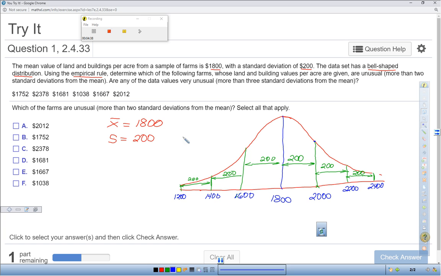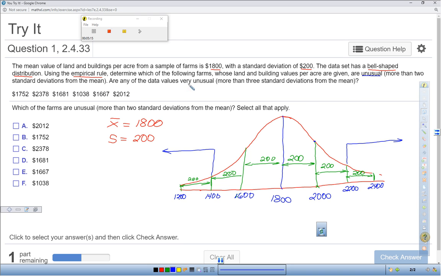Okay, now we need to identify, let's place these numbers there. More than 2 standard deviations, they are unusual. 1, 2, so from here on the right, and 1, 2 standard deviations to the left. So if a value falls in this region over here or in this region over here, they are called unusual.